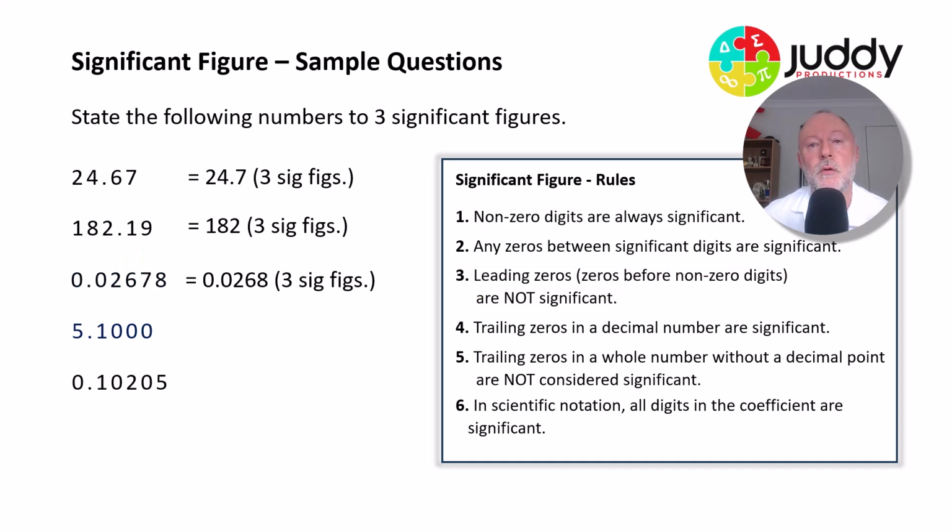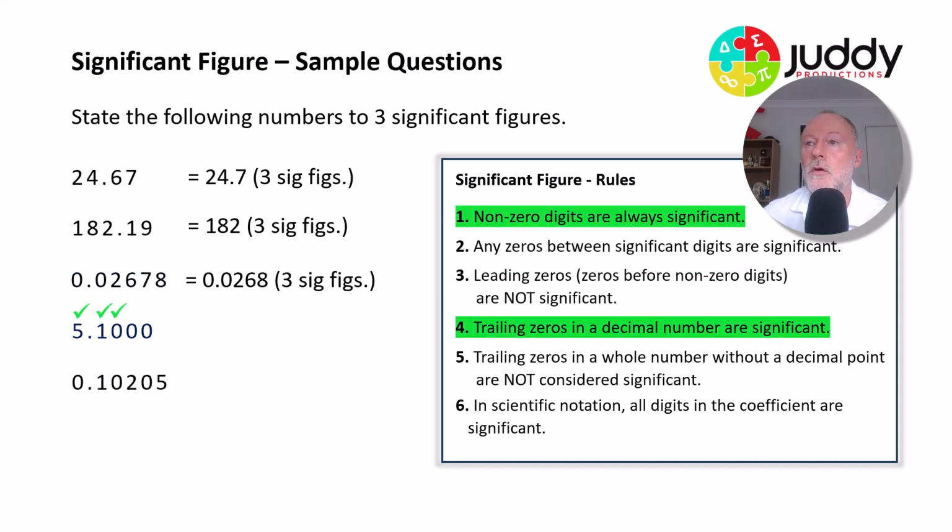Next we have 5.1000. The non-zero digits are always significant, and the trailing zeros in a decimal number are also significant. So all these digits are actually significant. However, we only want to round this to 3 significant figures. So we're rounding to 5.10.